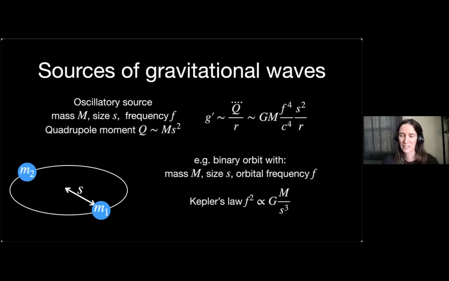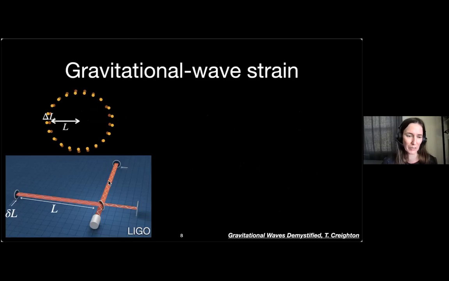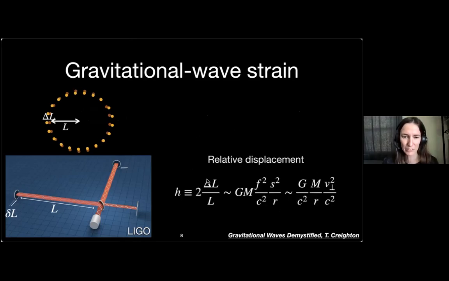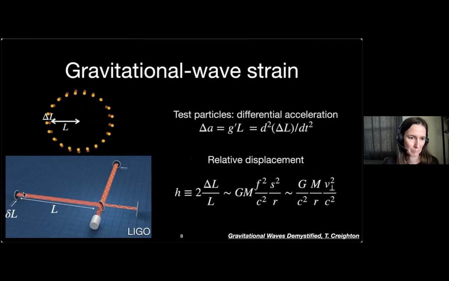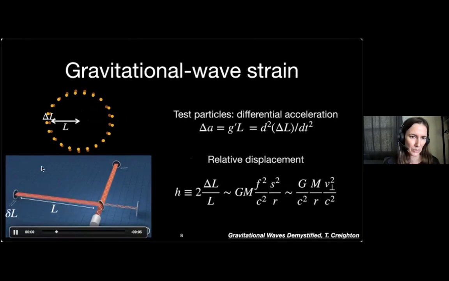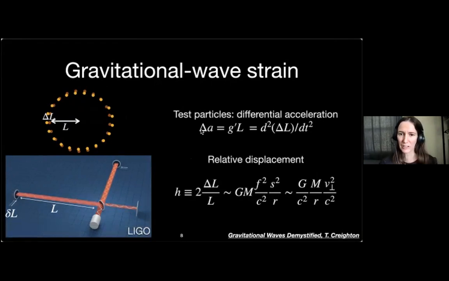Okay, so what does this mean when it hits our gravitational wave observatory? We're going to have some relative displacement, some change in the length, perhaps measured by mirrors here, moving back and forth relative to some central point. So the idea, if we have our detector placed in the middle of that stretching and squeezing ring of particles, we get a differential acceleration, which is coming from a differential displacement between 2 points.